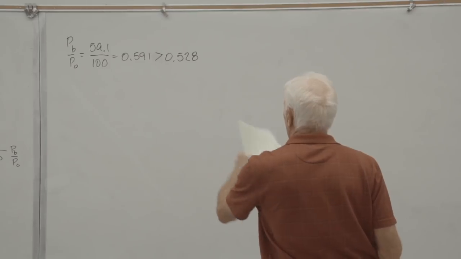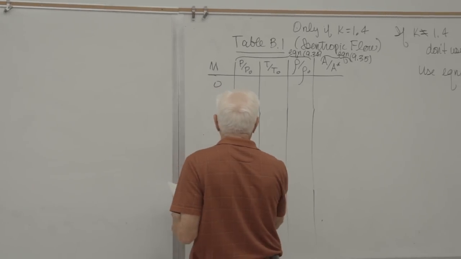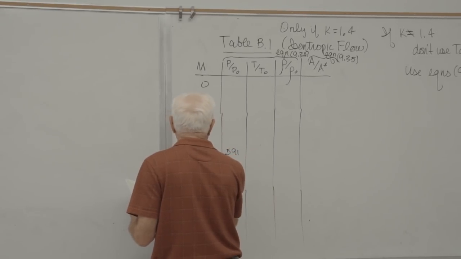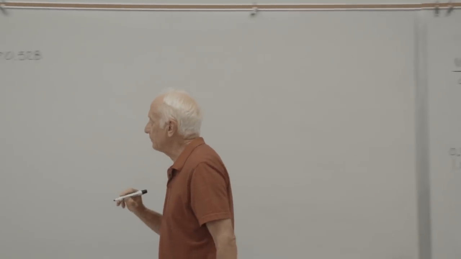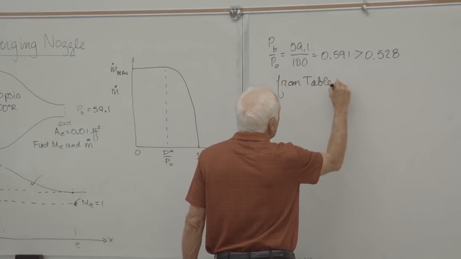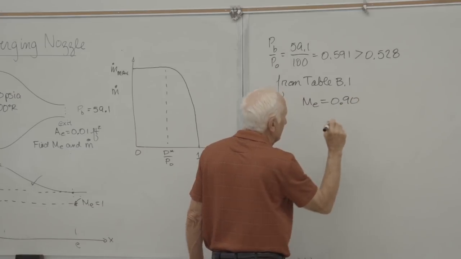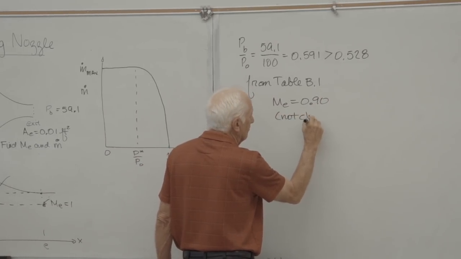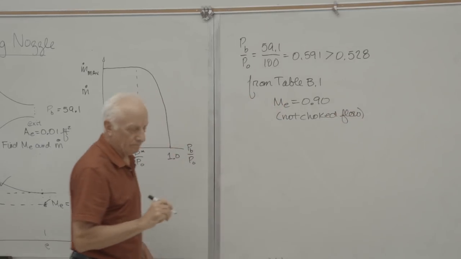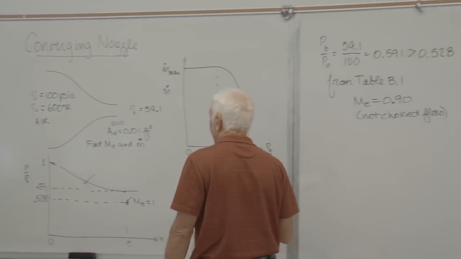All right, so let's go to 0.591. Here's the pressure ratio, 0.591, and the Mach number is 0.90 from table B1. It's not choked flow. I've got part of the problem now.